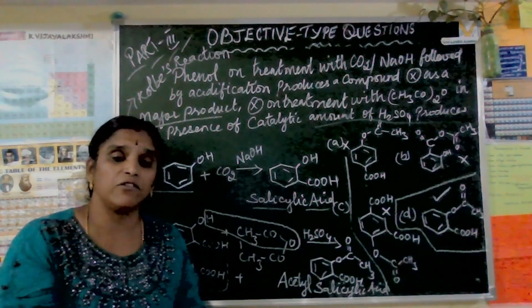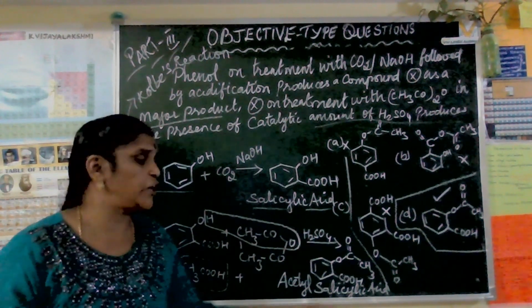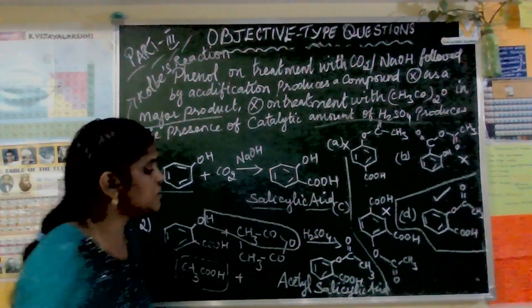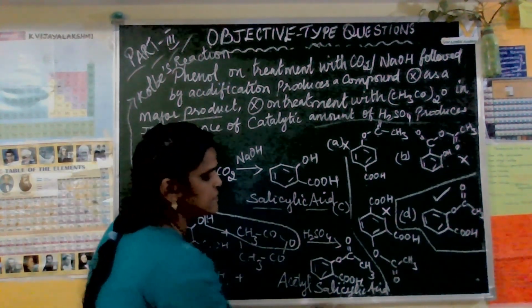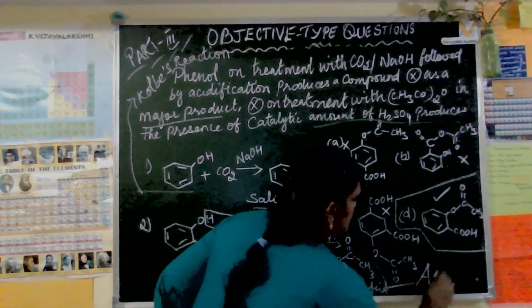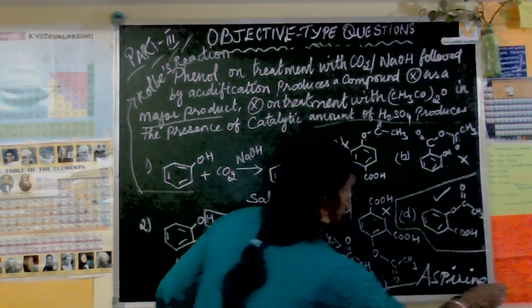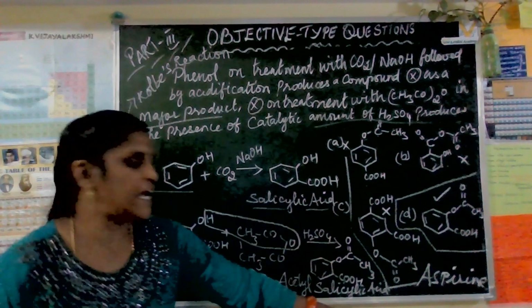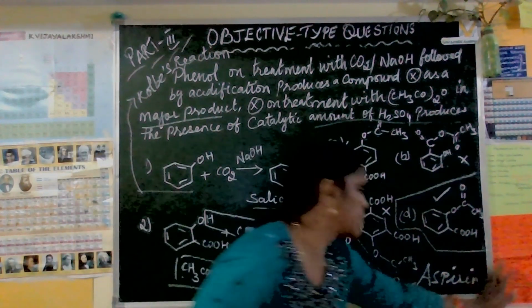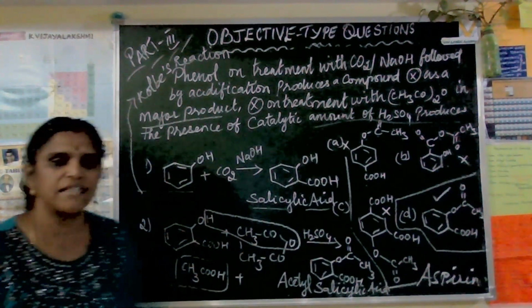Acetic anhydride also will be coming. With acetic anhydride you will get aspirin. This acetyl salicylic acid is also known as aspirin. Aspirin, this is very important. Please remember this. Hope you understand this.